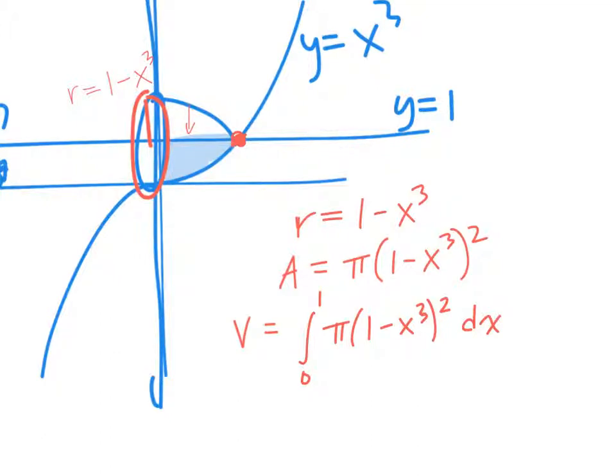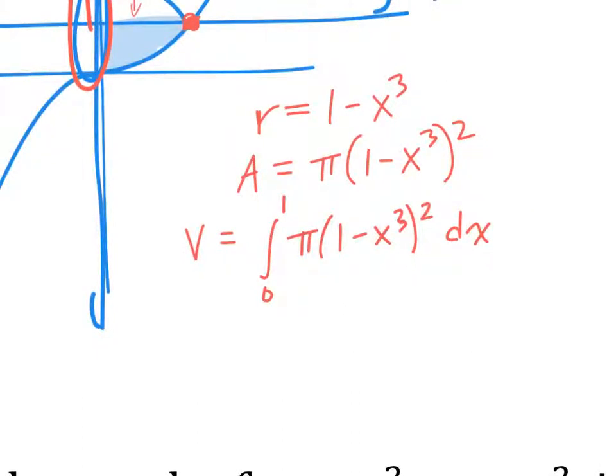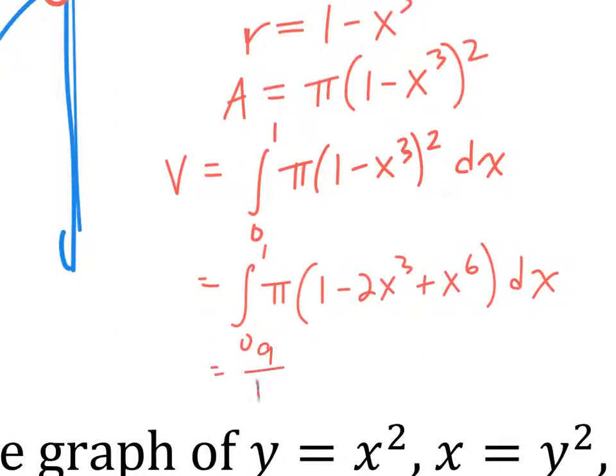So go ahead and integrate this. Okay, this is one of those questions that you don't want to use du dx. You should multiply this out. So it'll be easier to do. 1 minus 2x cubed plus x to the 6 and then dx. Okay, the answer is 9/14 pi.